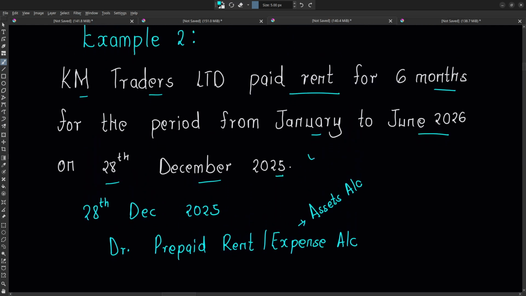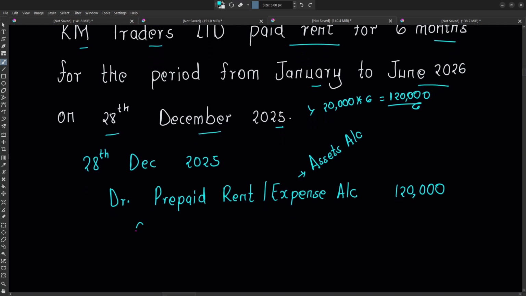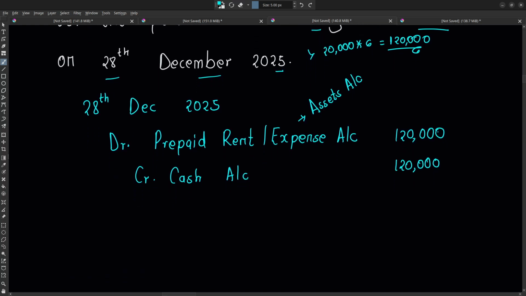They have not specified. Let's say they were paying 20,000 times 6, that is 120,000 in total. So they prepaid 120,000. That is what we are going to debit. Then we are going to credit to record that cash has been paid, an amount of 120,000. So this is as at 28th December 2025.